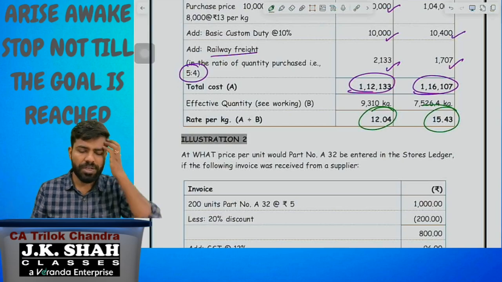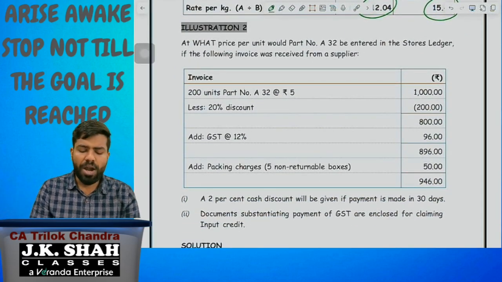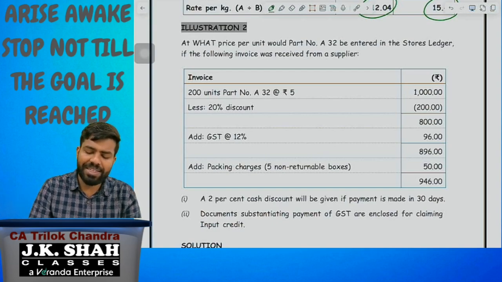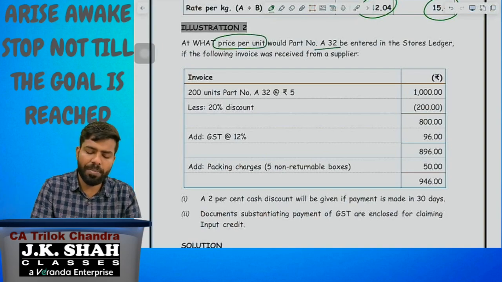Look at question number 2. At what price per unit would part number A32 be entered in the store's ledger if the following invoice was received from the supplier? So again they're asking to calculate the price per unit of part number A32.